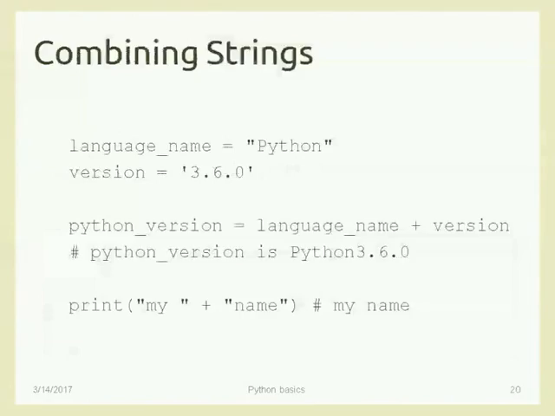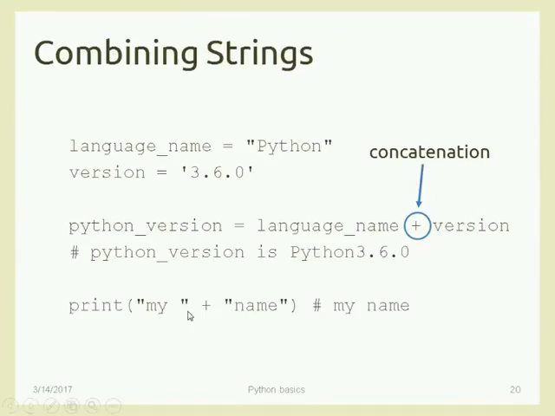Strings can be combined in several ways in Python. For example, we have here two variables. The first one is language name, Python, and the second is version, that is 3.6.0. Both of them are strings. And we want to put them together, combine the strings, so we can perform this operation of addition. We can take the first variable plus the second variable. The output of this is that Python concatenates the strings. So it will take the content of the first variable and immediately after put the content of the second variable.